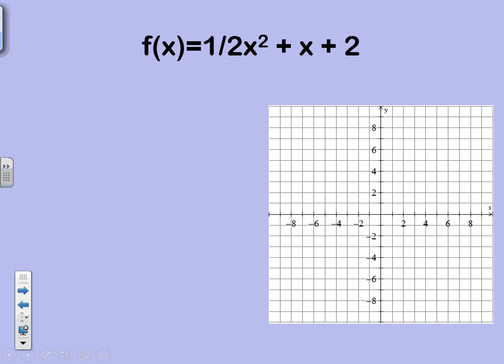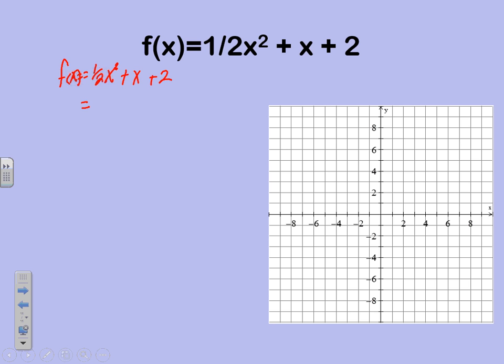And here's going to be our last example where the a term is a fraction, less than 1 but greater than 0. So I'm going to say f of x is equal to 1/2 x squared plus x plus 2. So we're going to go through the exact same process that we have been doing.